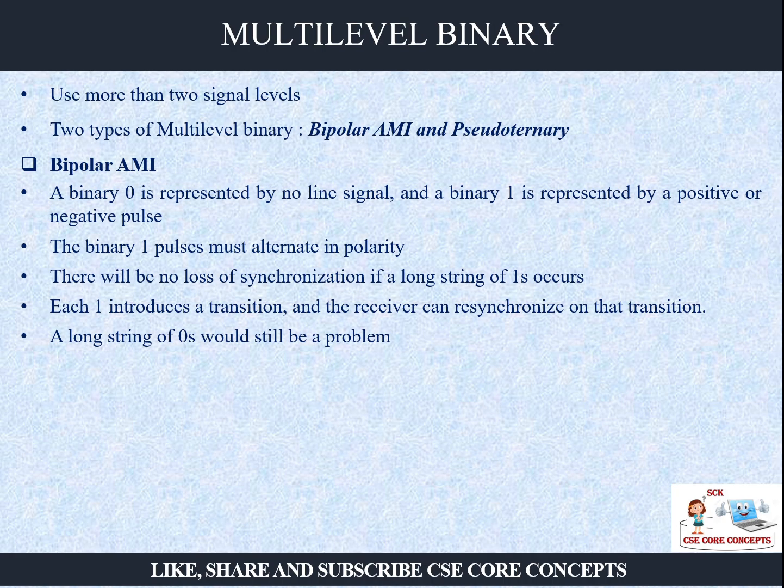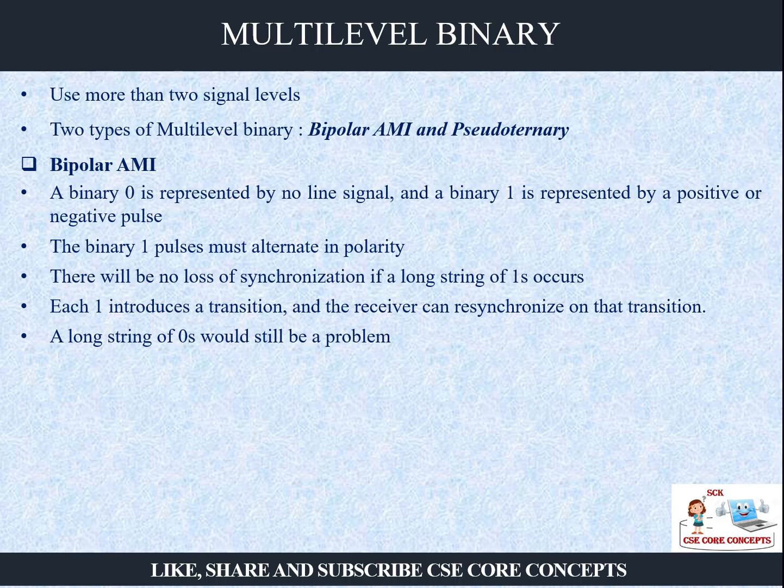Let us proceed with the next technique. They are called as multi-level binary. Now this is a category which is multi-level binary, where they use multi-level, means there are more than two levels apart from binary. Binary will have 2 levels, either low or high. But here in this type of encoding, they use more than 2, so it is called as multi-level. Now there are 2 techniques here, that is bipolar AMI and pseudo-ternary.